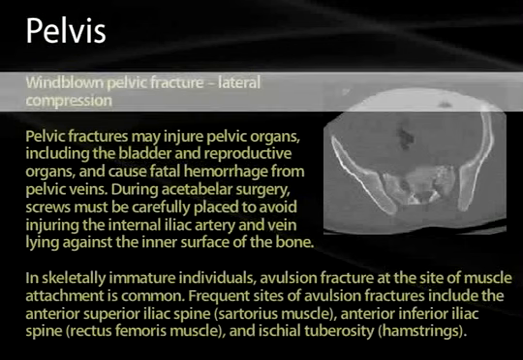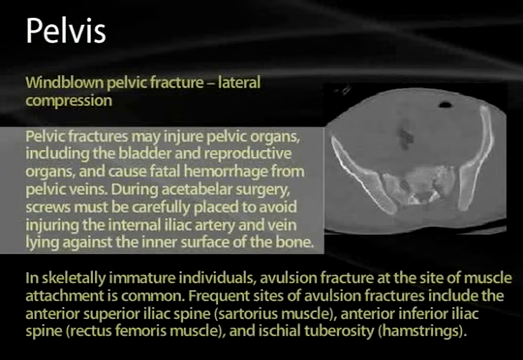This image shows a wind-blown pelvic fracture, which is a result of lateral compression against the iliac crests. It will cause a gaping injury, which you can see quite clearly on the left side where the iliac connects to the sacrum. Remember, the pelvic fractures will sometimes include problems with the bladder. It can damage reproductive organs, and it can cause fatal hemorrhaging from all of the large vessels in this area.